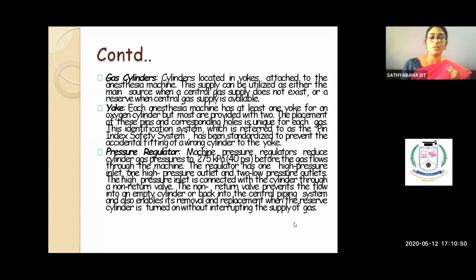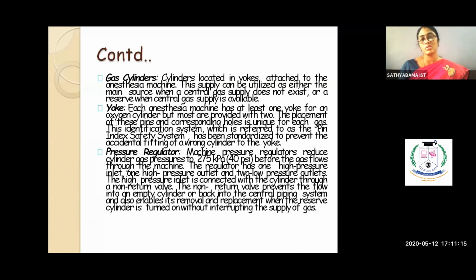So, and then we have the pressure regulators. So as said, my pressure always has to be maintained at 275 kilopascals, right? So before it goes into the machine, this is the pressure which has to be maintained. So there again, you'll have different inlets and outlets. So as you can see, I have an inlet and outlet for high pressure and two low pressure outlets as well, right? So it also has a non-return valve.